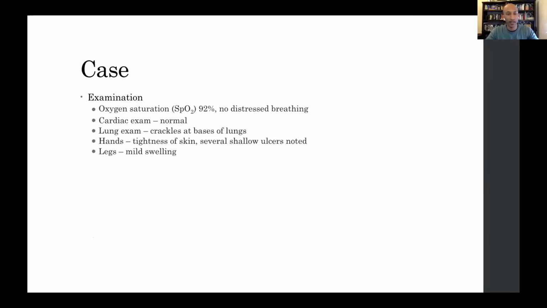Heart exam was okay. Lung exam, she did have these crackles at the bases. And it's just simply that. It sounds like Velcro. It sounds like Rice Krispies, crackles at the bases.